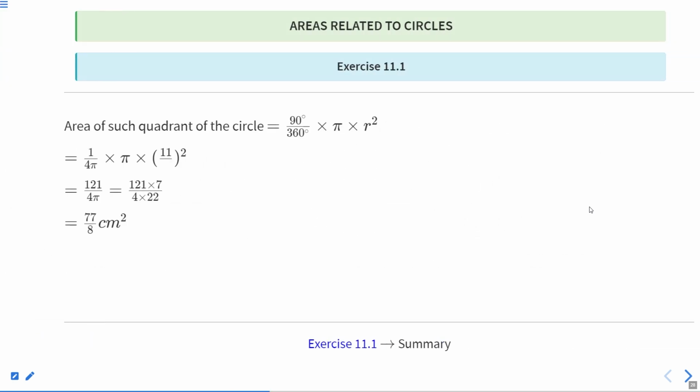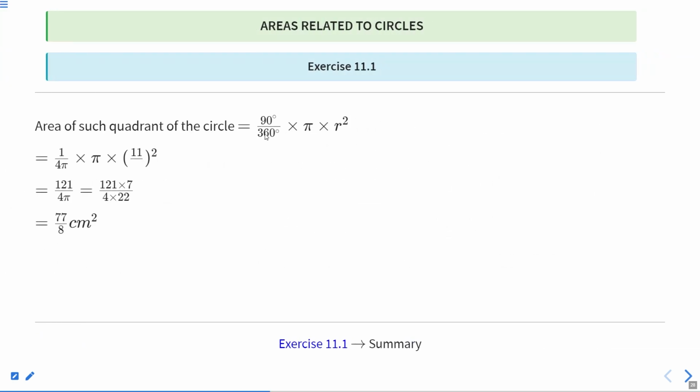Now the area of such a quadrant of the circle is equal to 90 degree by 360 degree into pi r square. We have already derived the formula for the area of a sector of angle theta, that is theta by 360 degree into pi r square. This quadrant of the circle is basically a sector of the circle, which is why we use this formula, and the angle it subtends at the center is 90 degree. So the area is 90 degree by 360 degree into pi r square, which is equal to 1 by 4 into pi into 11 by pi whole square.